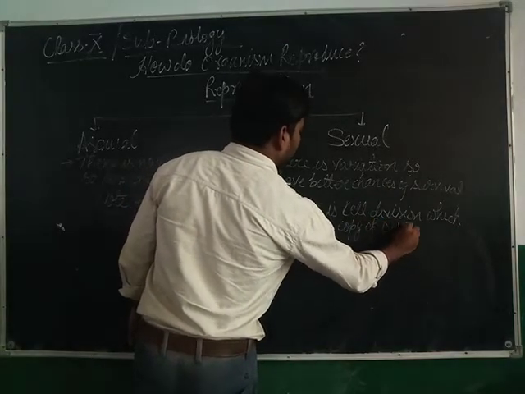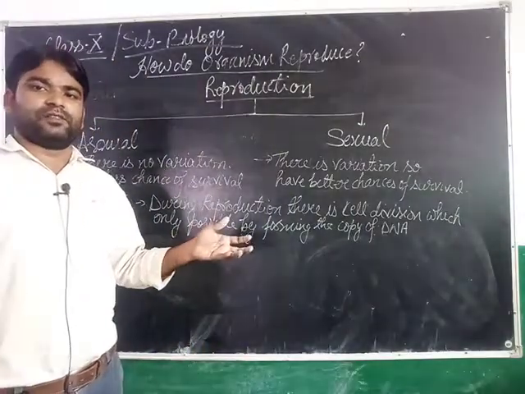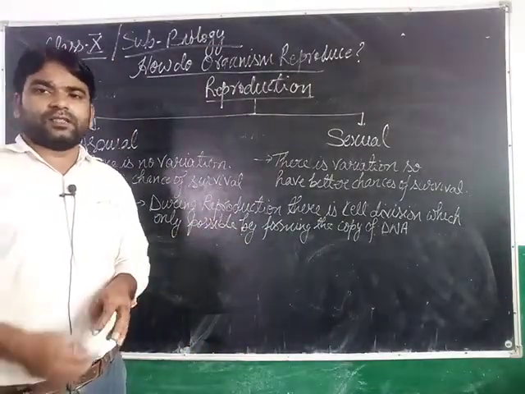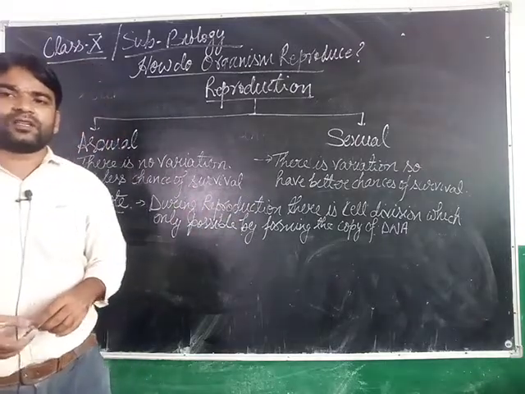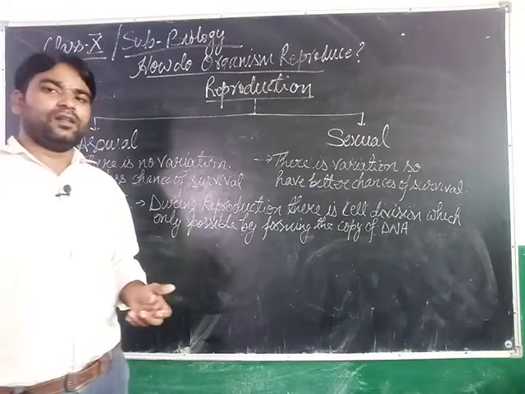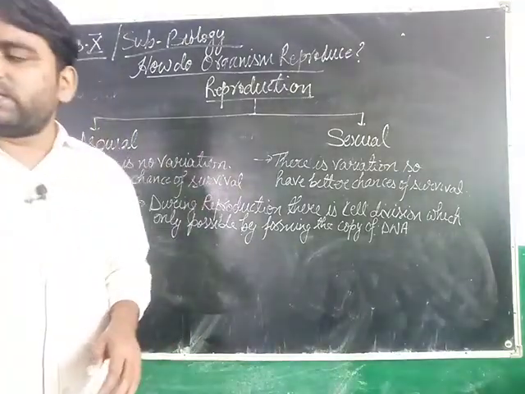When the DNA is copied, then the nucleus divides. When the nucleus divides, then cell division occurs. If cell division occurs, then there will be reproduction, whether by asexual or sexual means. So this is all about today's video, beta.